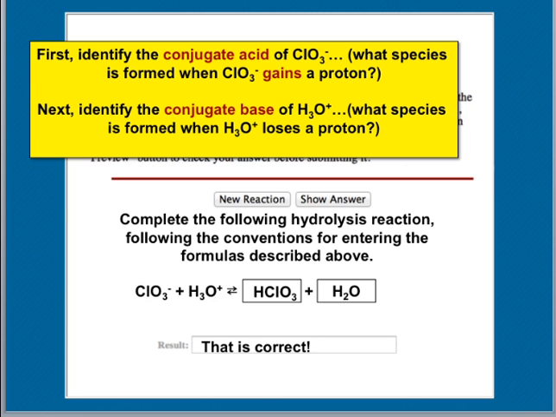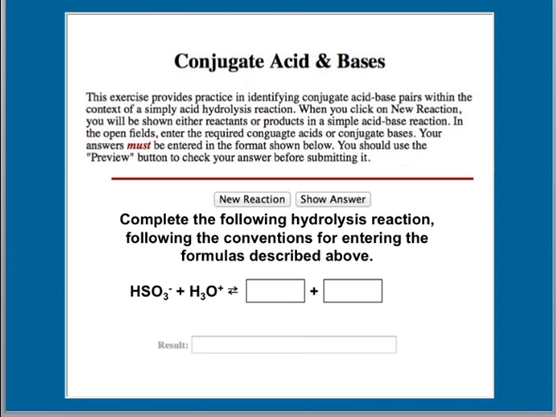Do one more and I'll hush. We have hydrogen sulfite anion and H3O plus. Who's going to be the acid here? H3O plus is always the acid. Remember that. H3O plus is always the acid. So it's going to donate a proton here.